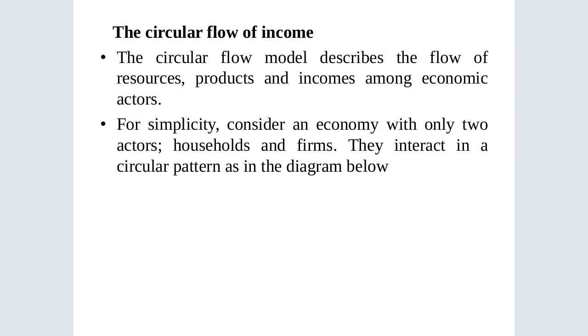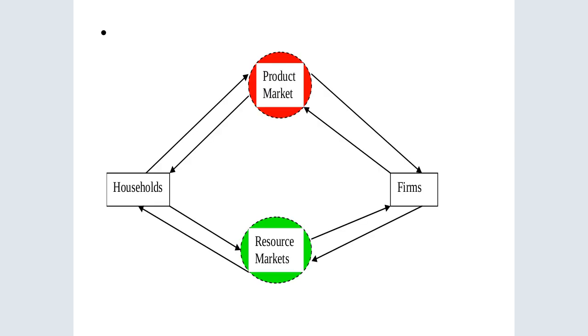For simplicity, consider a very simple economy that has two actors. These two actors are the households and the firms. These firms and the households interact in a circular pattern, which can be shown from the diagram.